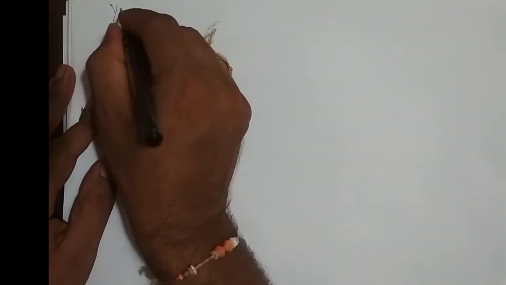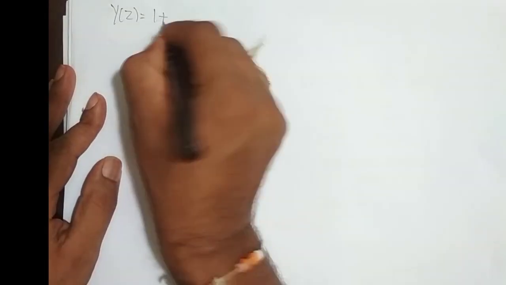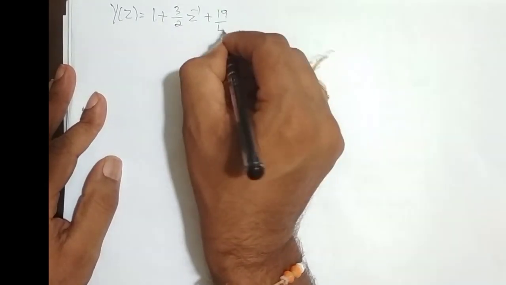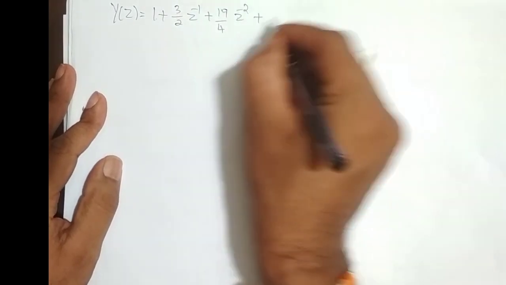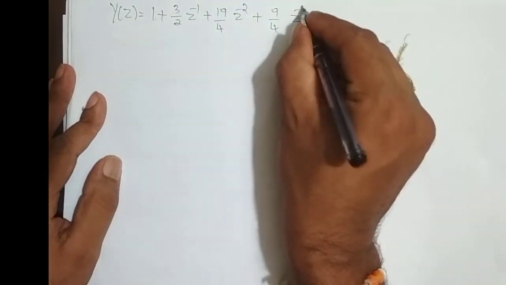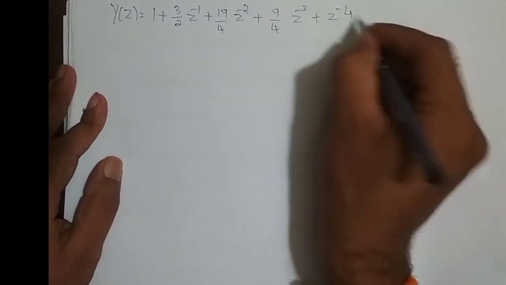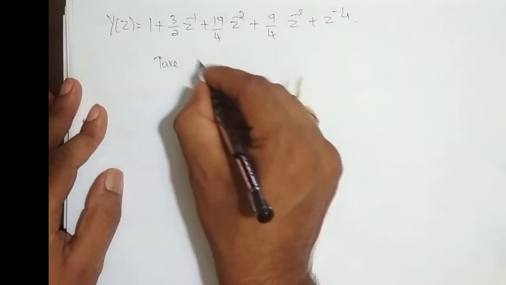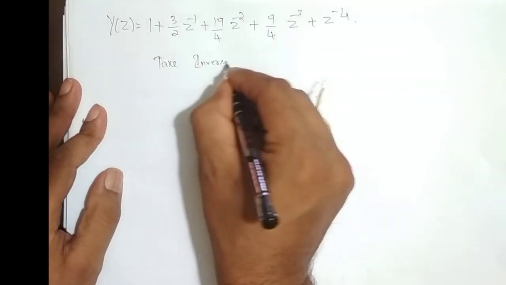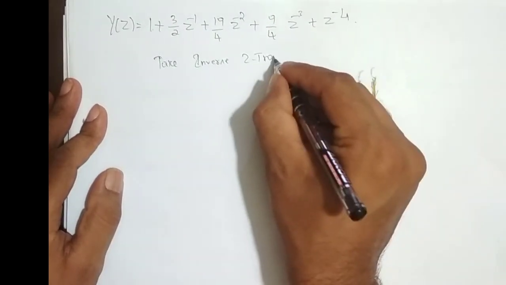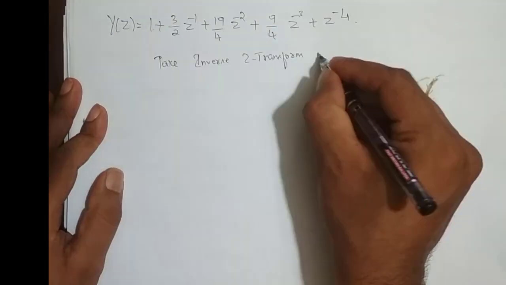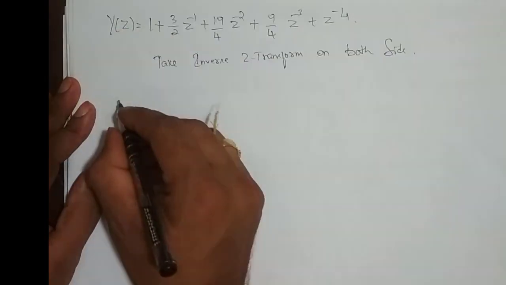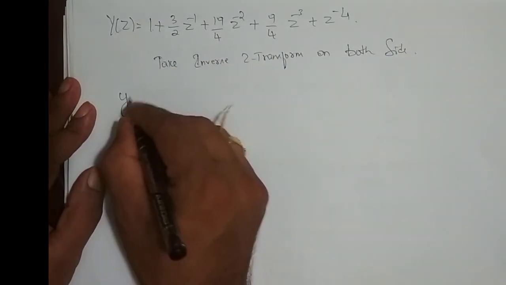So we have y of z as 1 plus 3 by 2 z power minus 1 plus 19 by 4 z power minus 2 plus 9 by 4 z power minus 3 plus z power minus 4. So this is our y of z. If I take inverse z transform on both sides, so what is the inverse z transform of y of z? It is y of n.